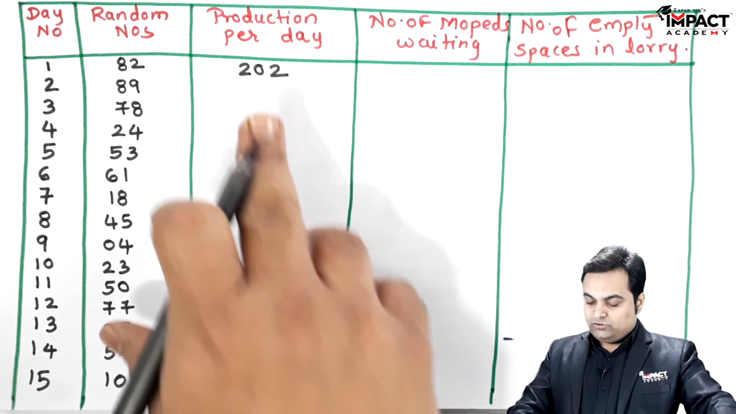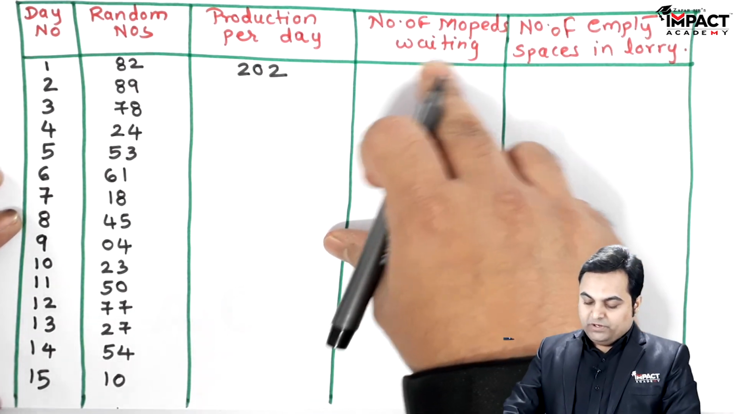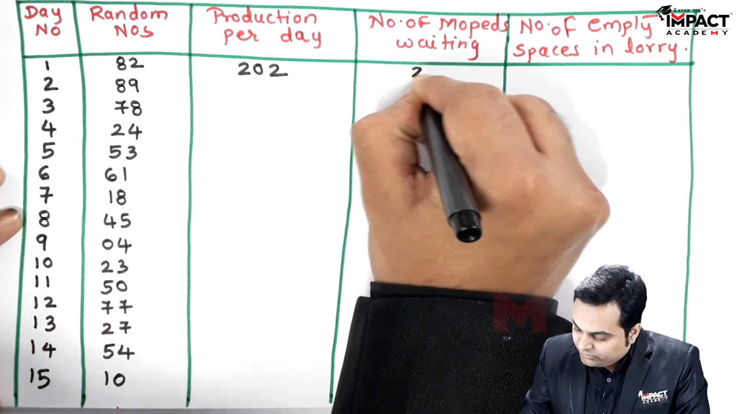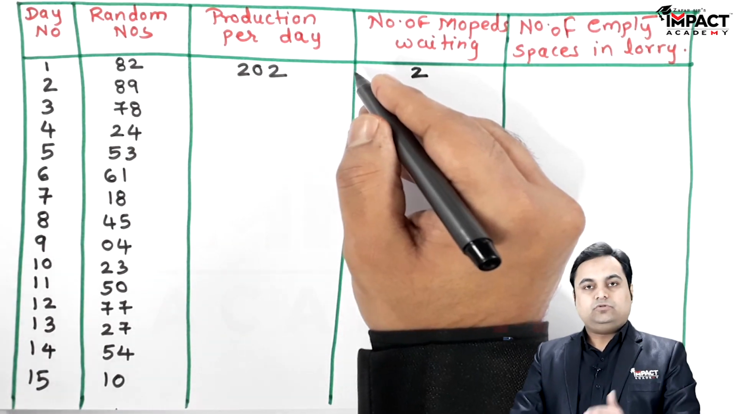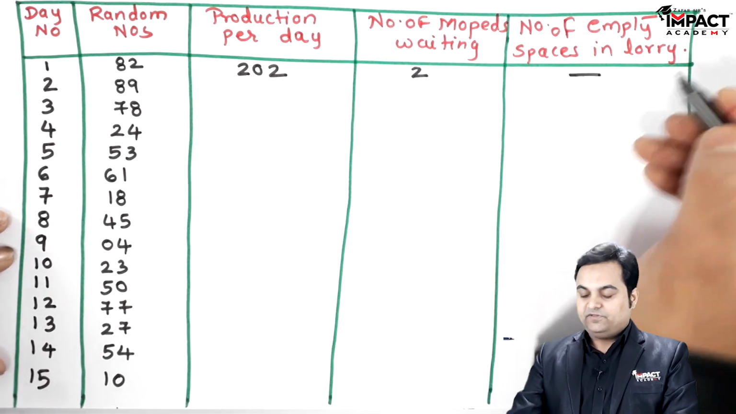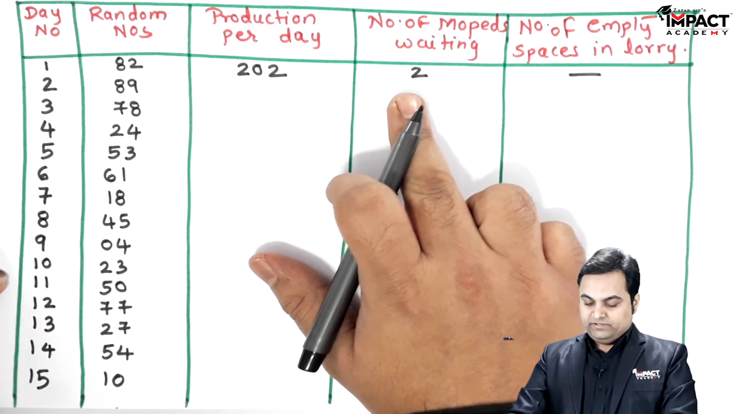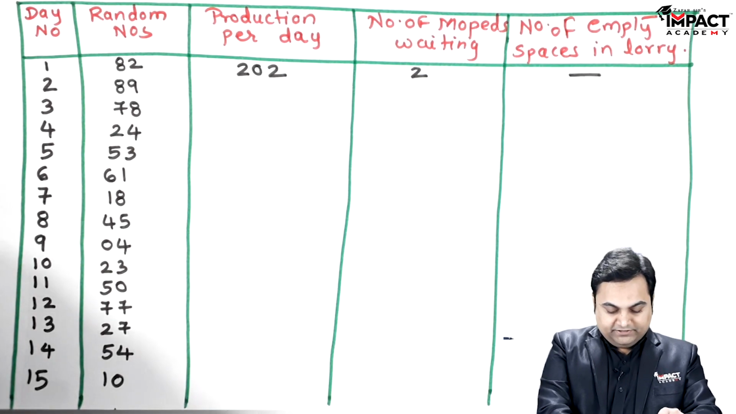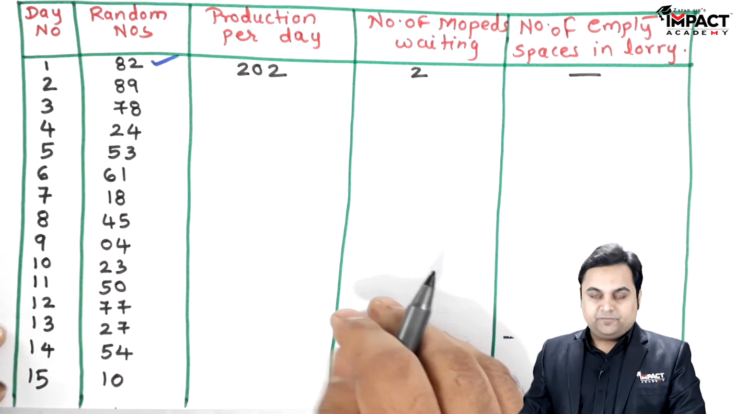So at first 202 are manufactured, so the number of mopeds waiting would be 2 because only 200 can go. So here 2 remains. And the number of empty spaces in the lorry, since the production is 202, 200 can be transferred in the lorry, so there are no empty spaces in the lorry. And the number of mopeds waiting, they are 2. Next, the next random number, I'll explain it by just taking it. Whatever is done, I'll just go on taking. The first random number has been done.